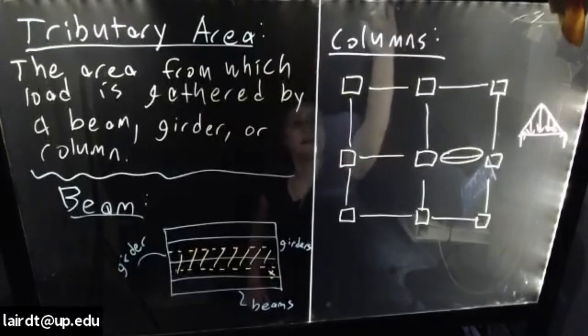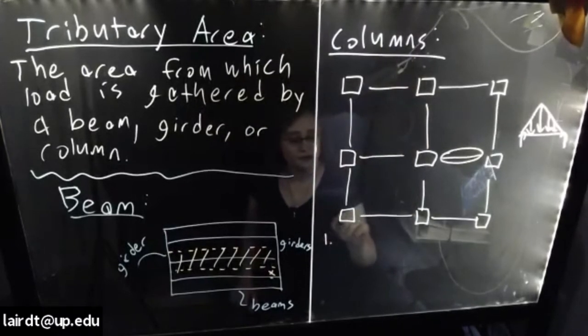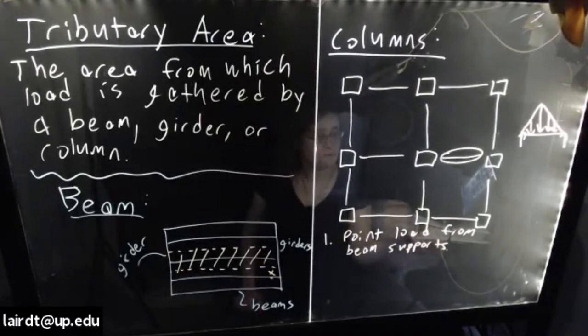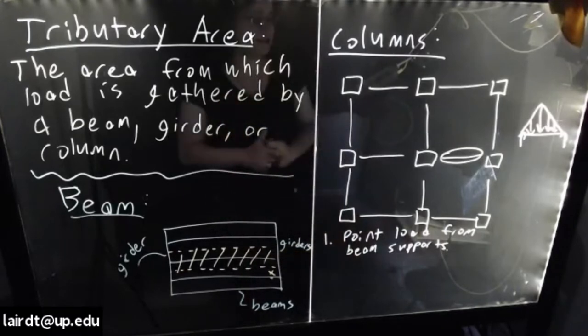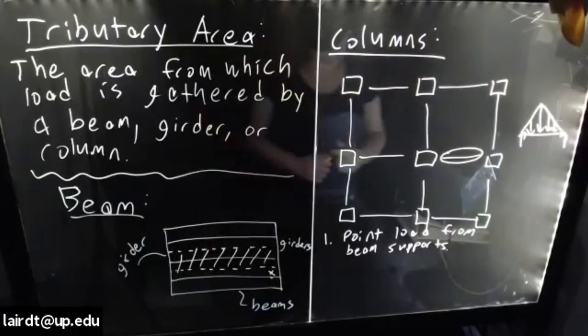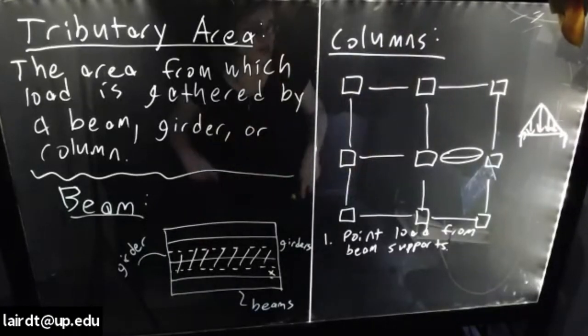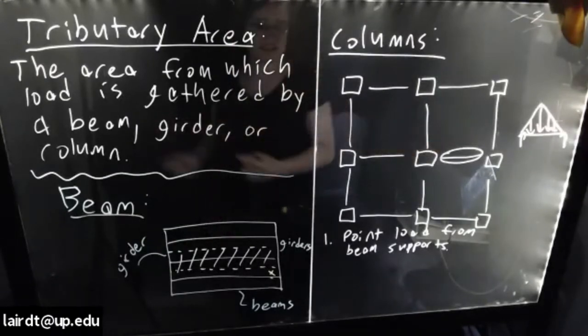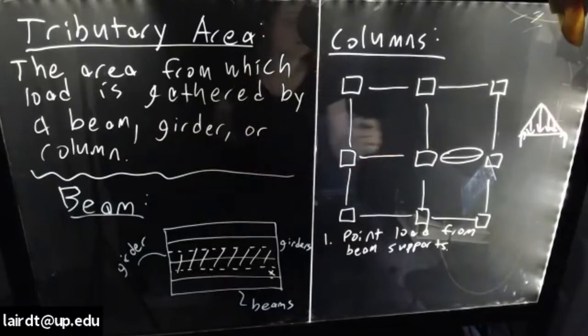I'll just write this down here. One, you can use point loads from beam supports. And that can be used, but especially when it gets to more complex flooring systems, that does get a bit cumbersome. So often what we tend to use more is to just assign tributary areas directly to the columns, because ultimately, if you trace through it, that's what you're doing. So what you can do instead is just use tributary areas for columns.